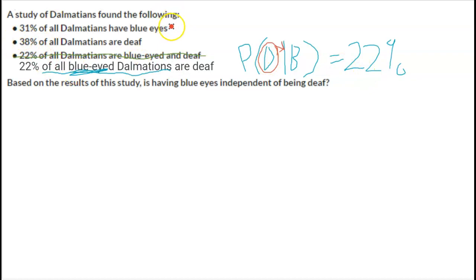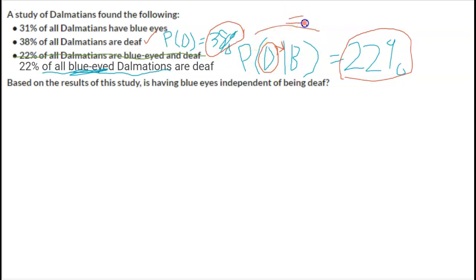And look at these two facts up here, right? This one is the one that we want to look at because this is the probability without conditions, what I've been calling the unconditional probability of deafness. This says the probability of deafness under no listed conditions is equal to 38%. Well, guess what? The conditional probability and the probability without conditions of the same event, being deaf, are not equal. And that means not independent.